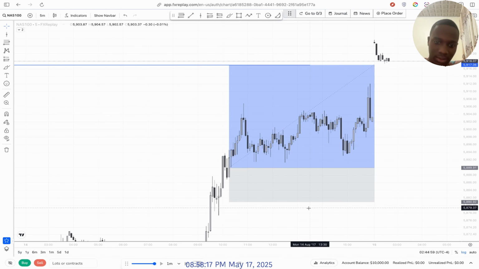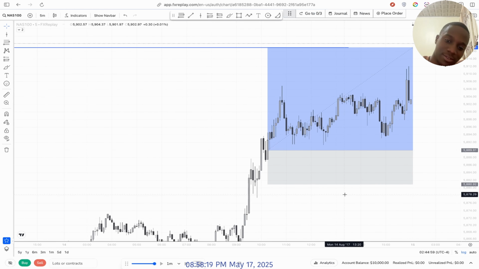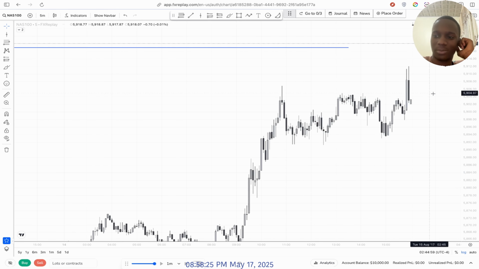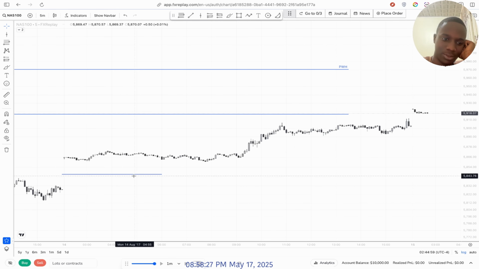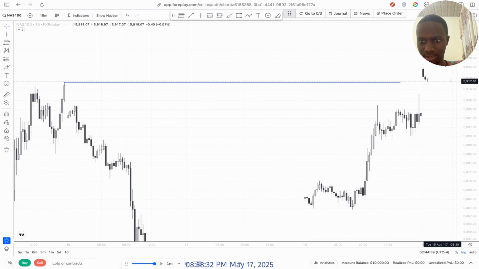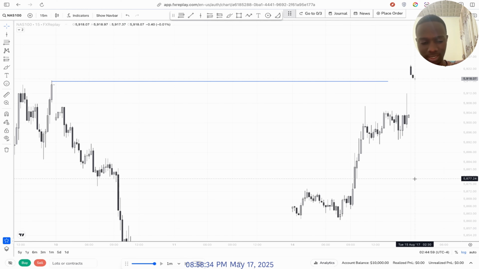So yeah, this is a good one, entering off of a fair value gap. I just want to keep it simple. So you can see here's another open gap. Again, this open gap right here wasn't respected, but that time it was respected.